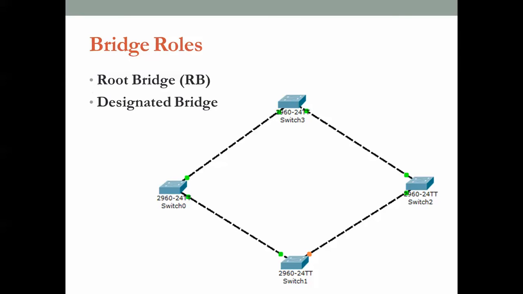And then we have another concept known as designated bridge, which is the bridge on the least cost path which is meant to forward traffic further away from the root bridge. As you can see in this diagram, we have 4 switches connected to each other, and suppose the first switch is the root bridge, then the others are the designated bridges.